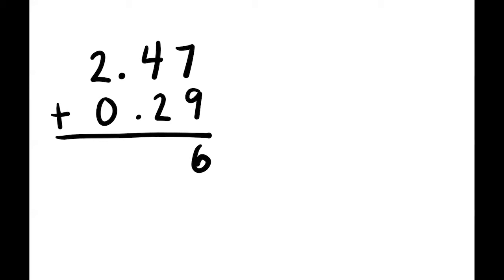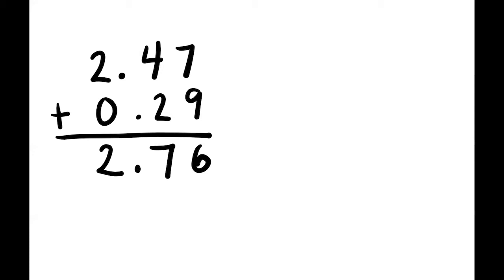So we have 1/10 in our minds. In our tenths place, we have 4 plus 2, that would be 6, plus the 1 in our heads makes 7. Bring down the decimal point. In our units, we have 2 plus 0, that'll be 2. So our answer is 2 and 76 hundredths.